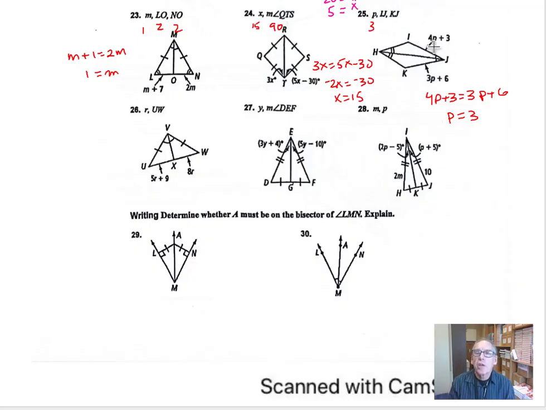Now IJ is going to be 4 times 3 plus 3, which is 12 plus 3, which is 15. And KJ is going to be the same thing. That's going to be 9 plus 6, which is also 15.